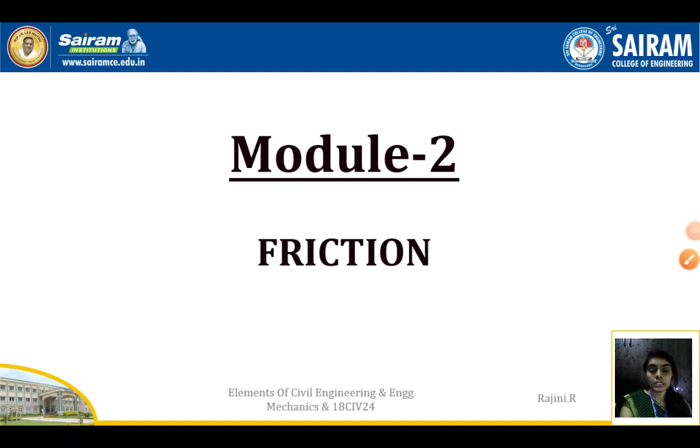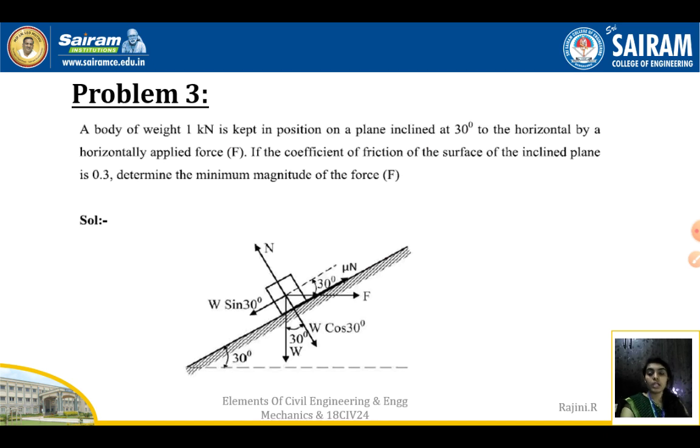In this session, we will see one more problem in friction. A body of weight 1 kilonewton is kept in position on a plane inclined at 30 degrees to the horizontal by a horizontally applied force F. If the coefficient of friction of the surface of the inclined plane is 0.3, then determine the minimum magnitude of the force F. I think it is almost the same as the last problem, that is problem number 2.